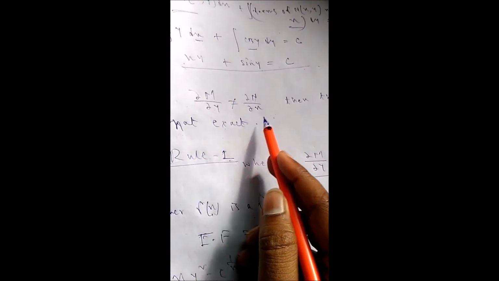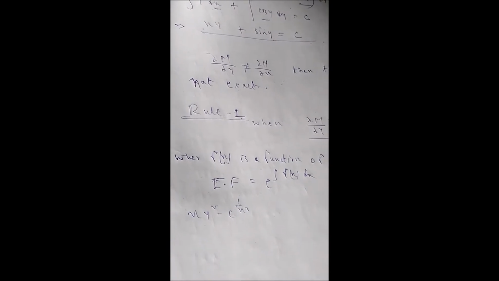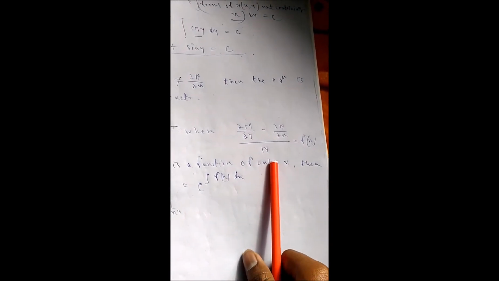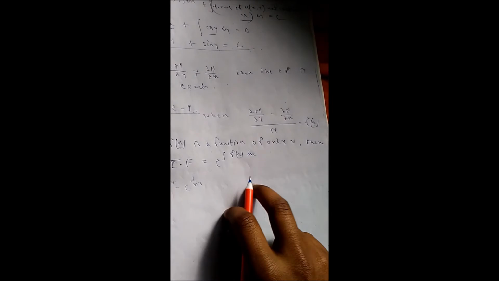If del M by del y is not equal to del N by del x, then the equation is not exact. The equation becomes exact when we multiply it by a suitable integrating factor. There are various ways to find the integrating factor. Rule 1: when (del M by del y minus del N by del x) by N is equal to f(x), where f(x) is a function of only x, then the integrating factor is e to the power integration f(x) dx.